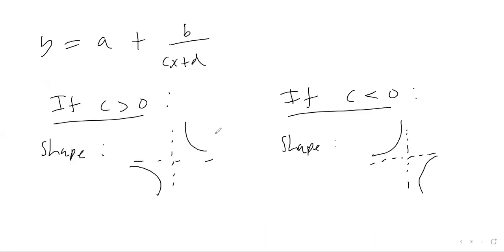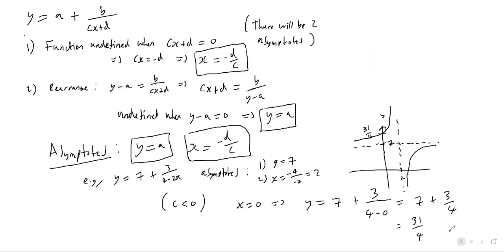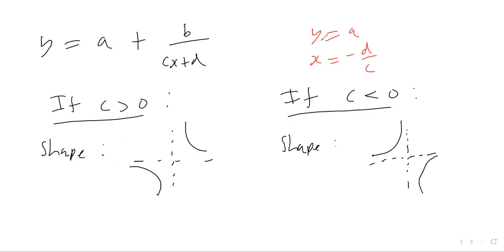Again, it's worth noting that the shapes will depend on this coefficient there. And we also know the equations of the asymptotes will always be y equals a, and also x equals minus d over c. They will always be our two asymptotes for equations in this form.